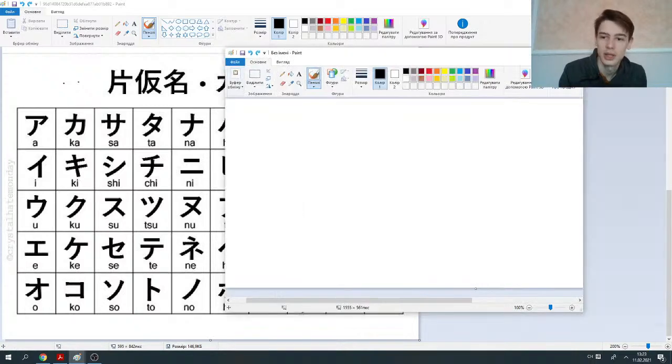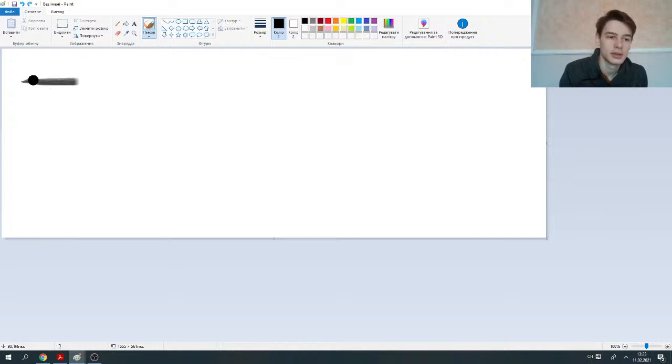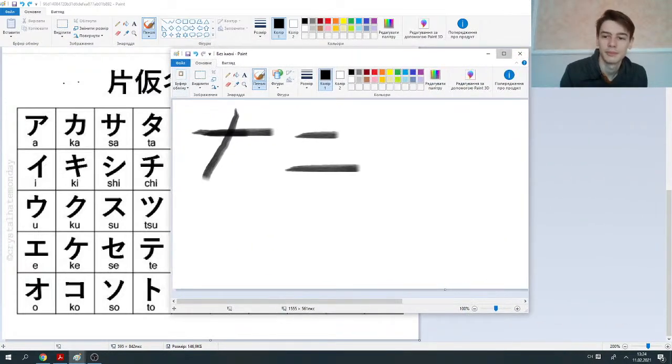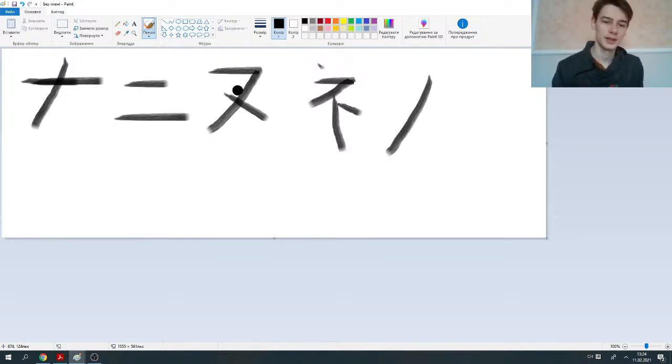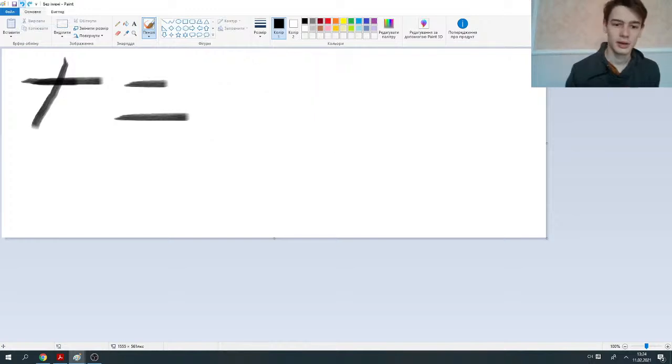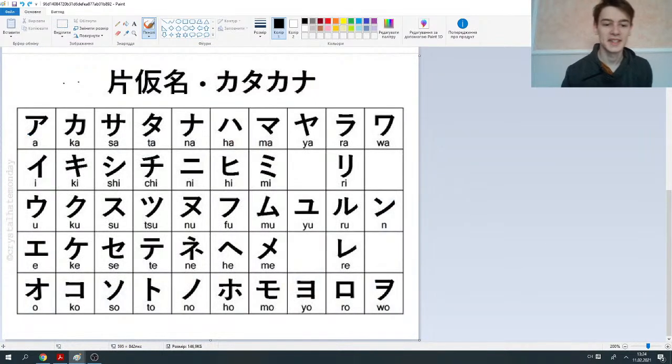Okay, so let's try. Na is the same as hiragana, but no, without this part. Ni. We have nu. Oh my god, I forgot. And okay. Forgot nu, ne, and no. Na, ni, nu, ne, no. But as I said, katakana is not that important for me right now. Obviously I will use it later, but for now hiragana is more important for me.